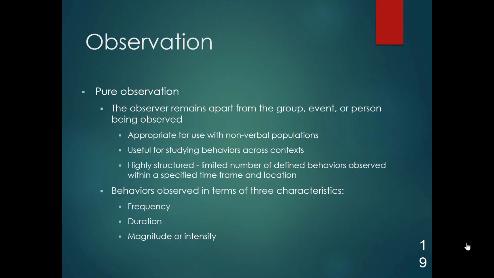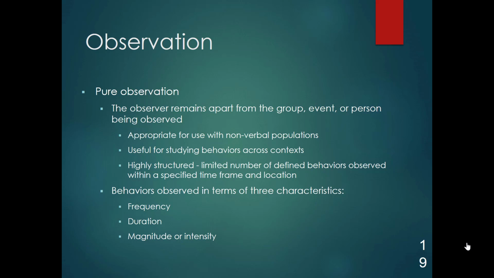Observation is another form of qualitative research method in terms of collecting your data. You can have pure observation, where the observer remains apart from the group, event, or person being observed. So with pure observation, the researcher stays away from the person, group, or event observed. It is appropriate for use with nonverbal populations. It's useful for studying behaviors across contexts and also when it's highly structured. So if you have a limited number of defined behaviors that are being observed within a specified time frame and location, you would do pure observation.